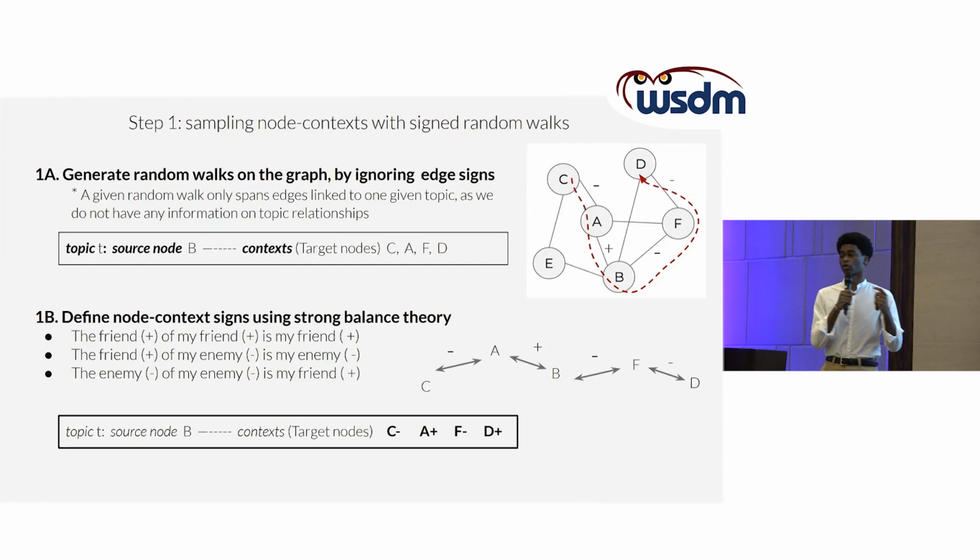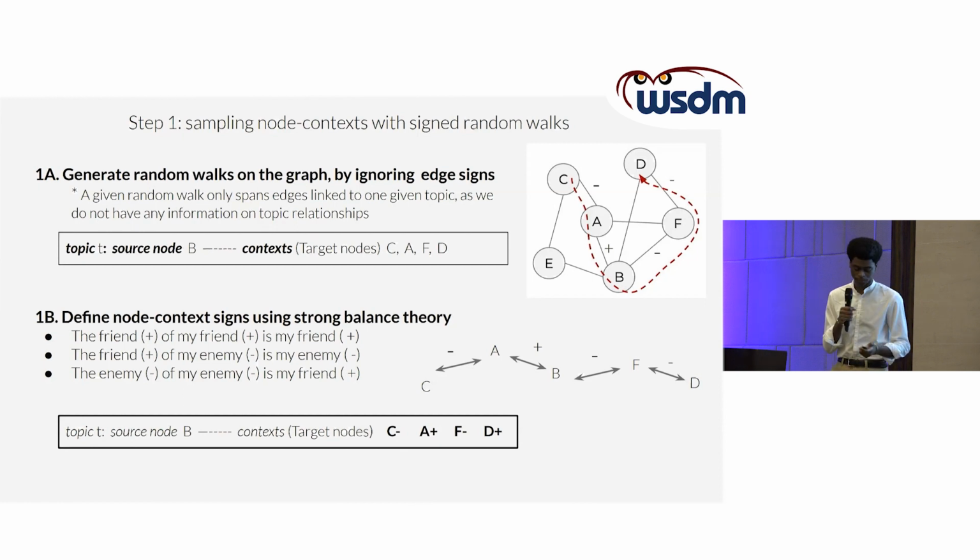What we're going to call contexts are something of the form C minus, A plus, F minus, D plus. So from doing those random walks, we're able to have training samples that are composed of a topic, a source node, and the context of the source node.